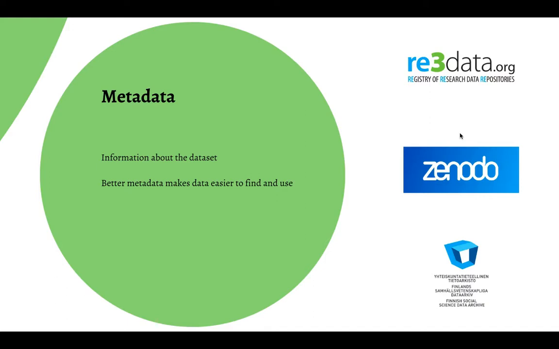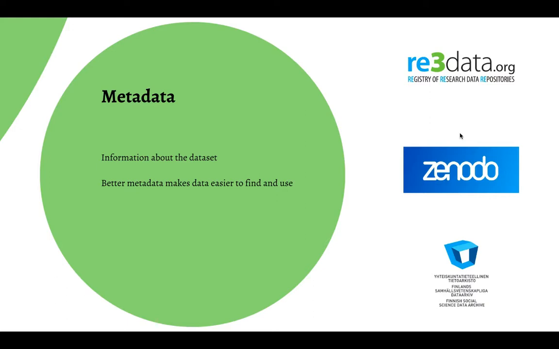Metadata about research datasets is published by data archives. This metadata is also collected and compiled from the archives to bigger research data catalogs that can help you find datasets from different archives, scientific fields, or even countries.